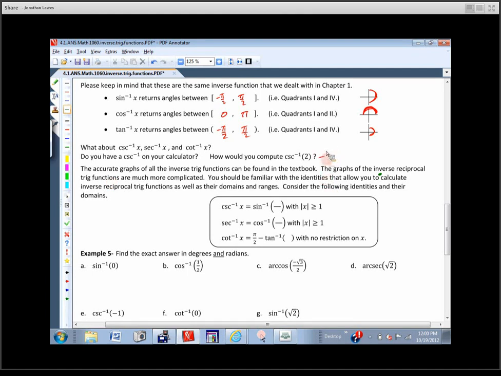Okay. Do you do this? Oops, let me switch colors here. Do we do 1 over sine inverse of 2? Just take that and say, well, gosh, they're reciprocals, so let's just do 1 over the sine inverse, and that should give me cosecant inverse.